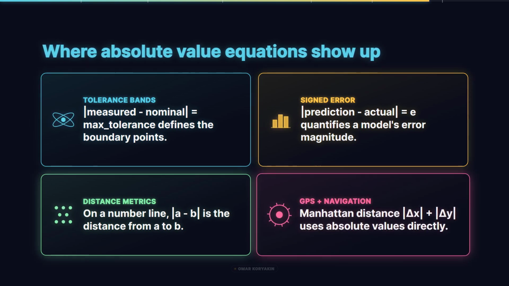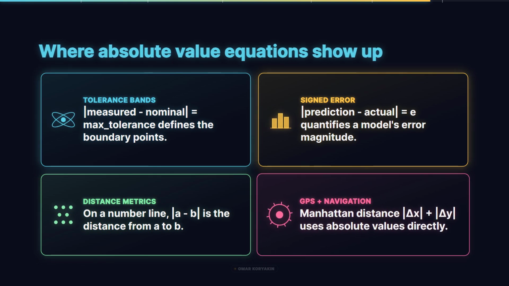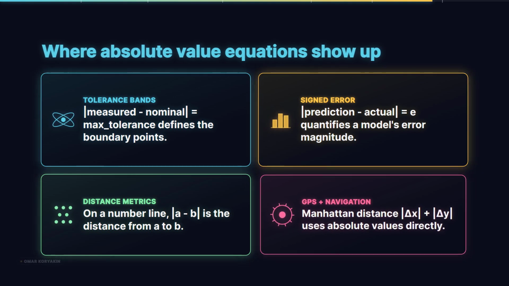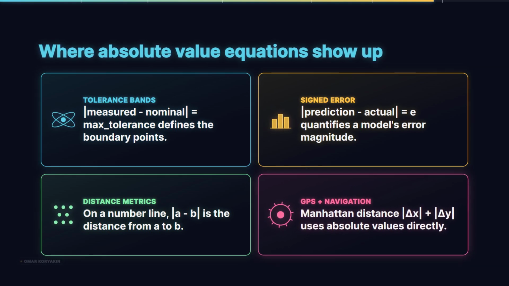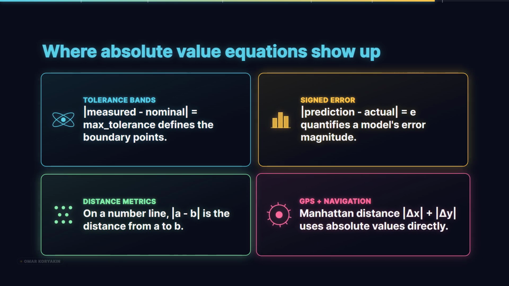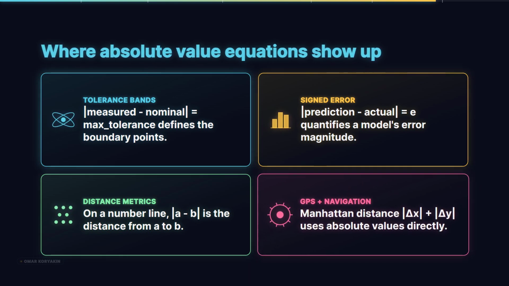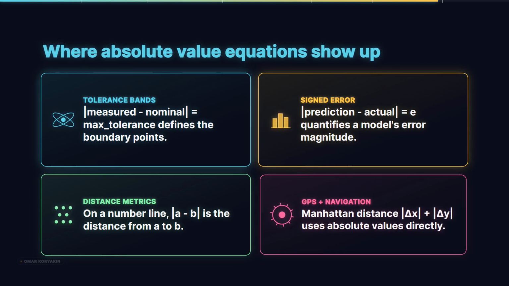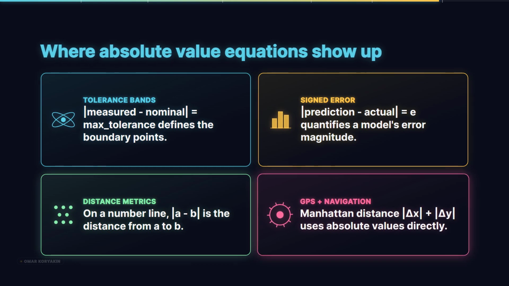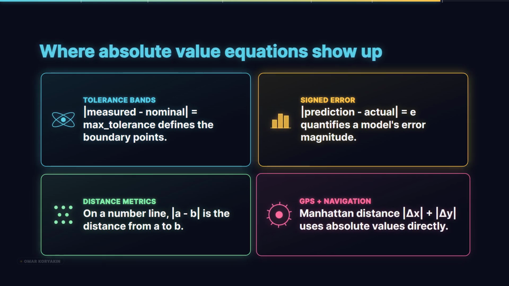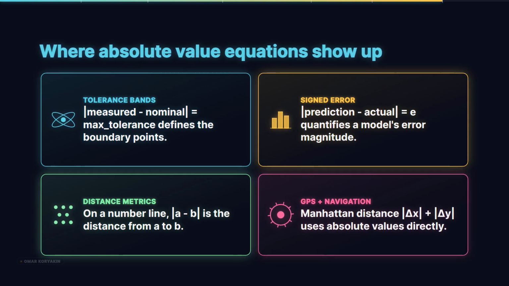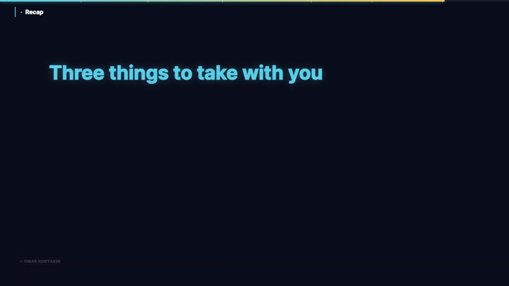In navigation and computer graphics, the Manhattan or taxicab distance between 2 points is the sum of the absolute values of their coordinate differences, written as absolute value of x difference plus absolute value of y difference. GPS systems, robotics, path planning, and image processing edge detection all use absolute value distance metrics extensively. The case split discipline you built today is a small piece of a vast computational toolkit used across modern computing. 3 things to take with you from this lesson today.